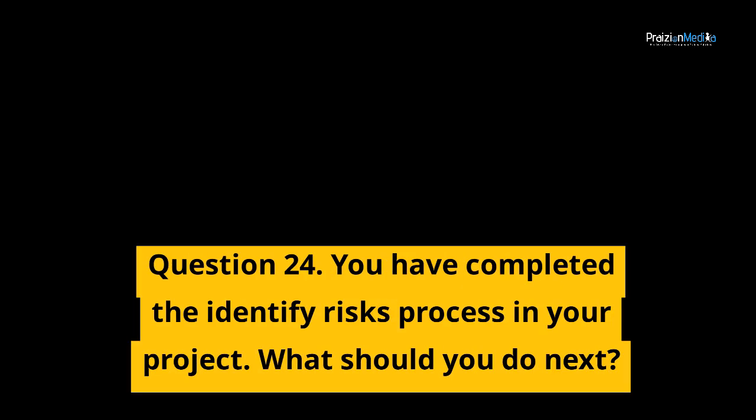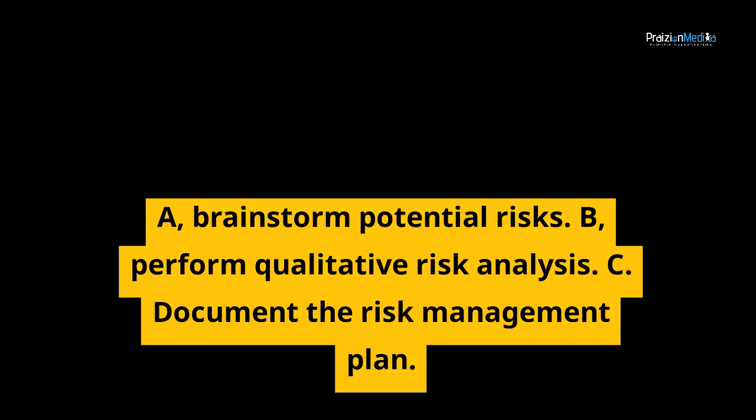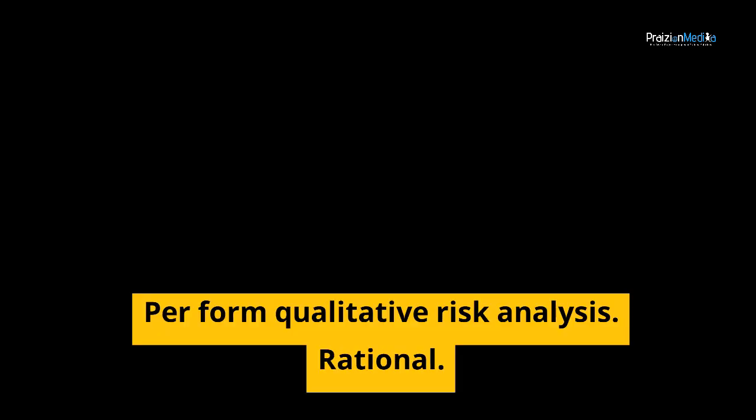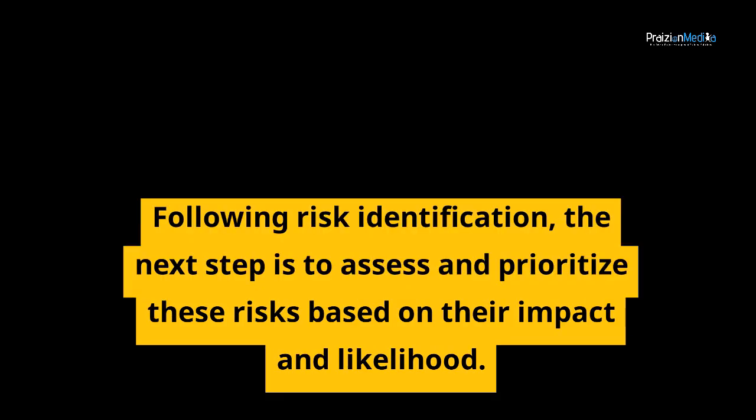Question 24. You have completed the Identify Risks process in your project. What should you do next? A. Brainstorm potential risks. B. Perform qualitative risk analysis. C. Document the risk management plan. Correct answer, B. Perform qualitative risk analysis. Rationale. Following risk identification, the next step is to assess and prioritize these risks based on their impact and likelihood.